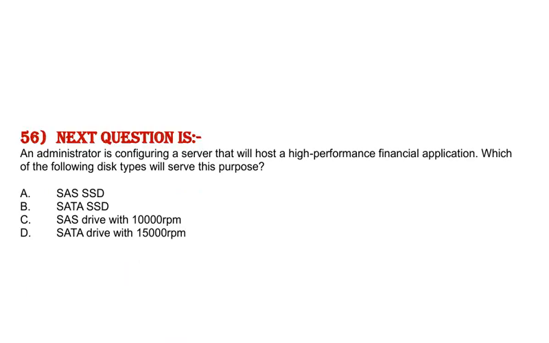Question is, an administrator is configuring a server that will host a high-performance financial application. Which of the following disk types will serve this purpose? Option A, SAS SSD. Option B, SATA SSD. Option C, SAS drive with 10,000 RPM. Option D, SATA drive with 15,000 RPM. Correct answer is option A.